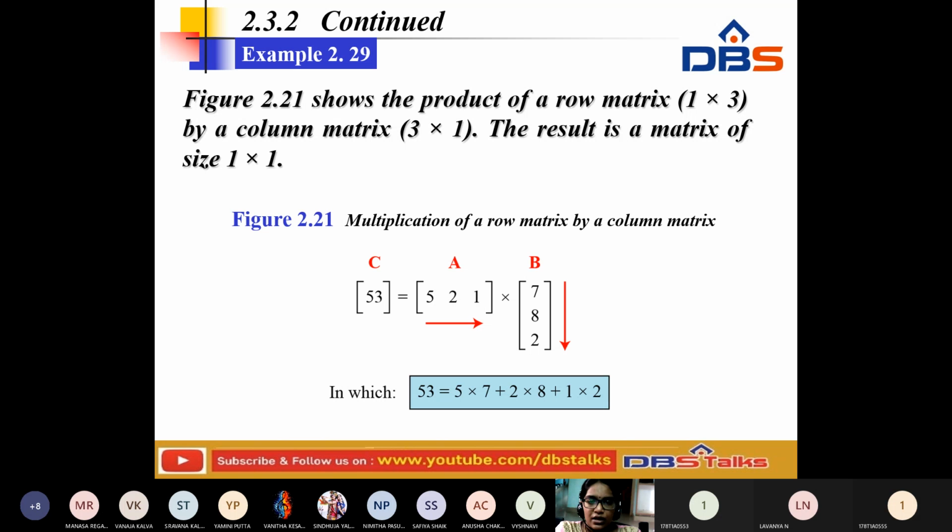Then the result of this particular multiplication is a 1 by 1 matrix. Okay, the result is a 1 by 1 matrix.